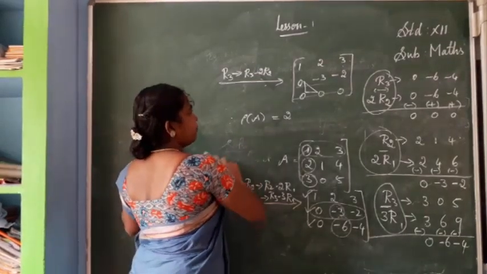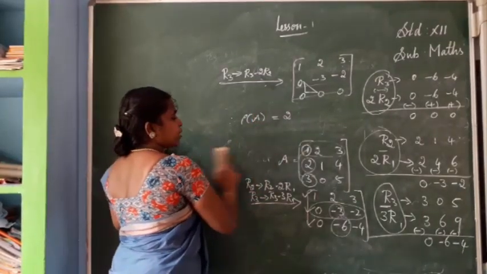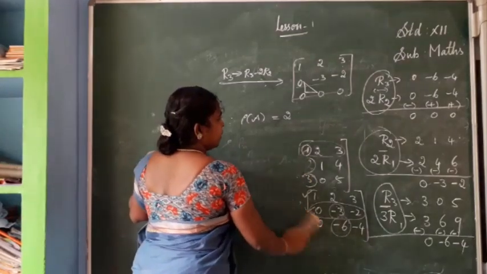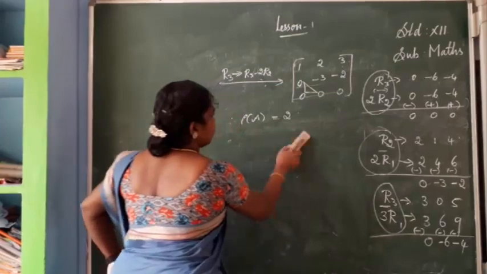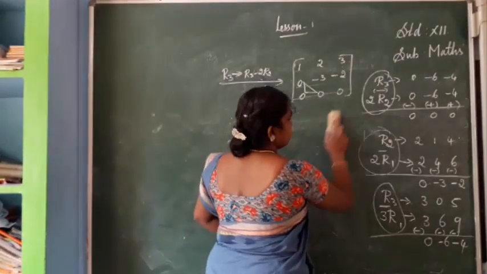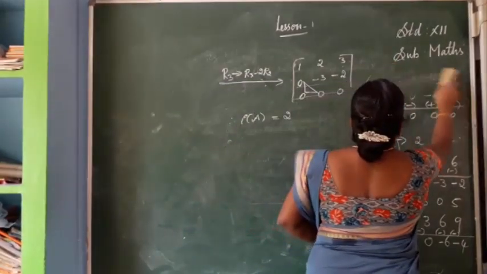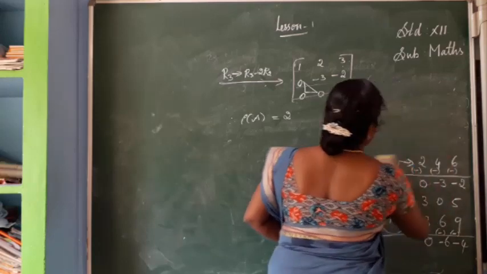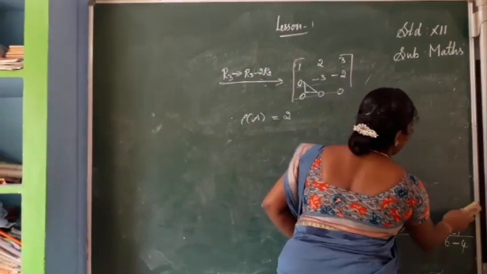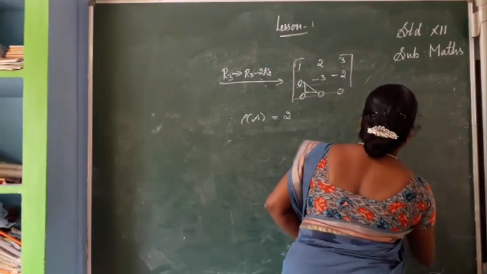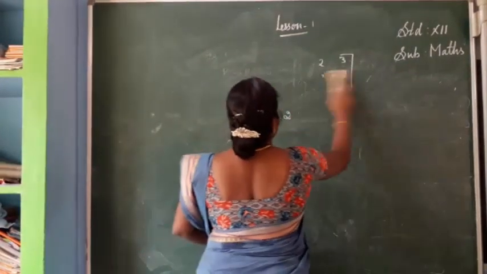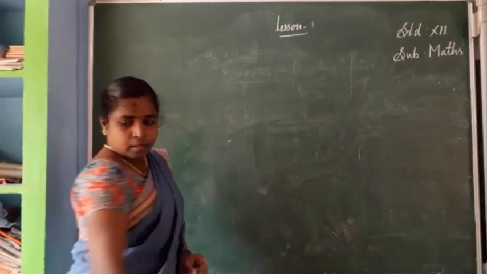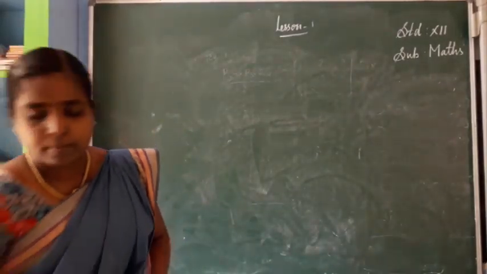Okay, that's all. This is an important concept, this row reduction method. So study it clearly. Okay, next we can see the next problem, second section.